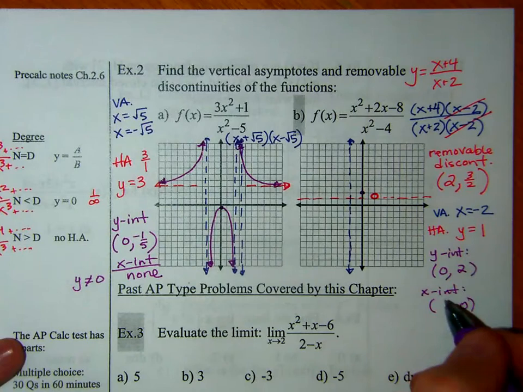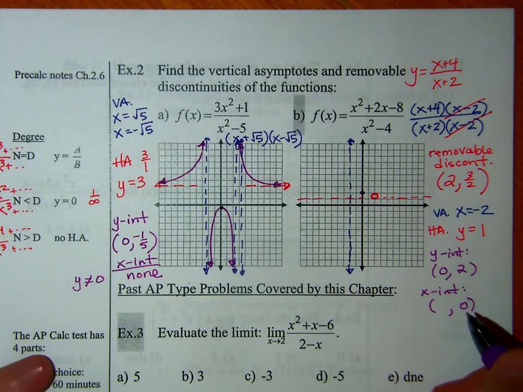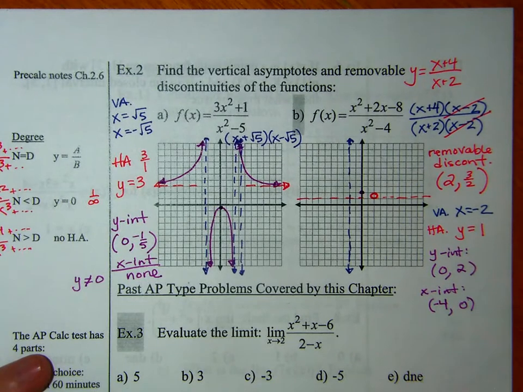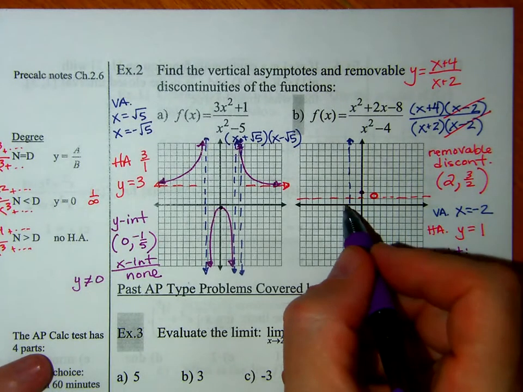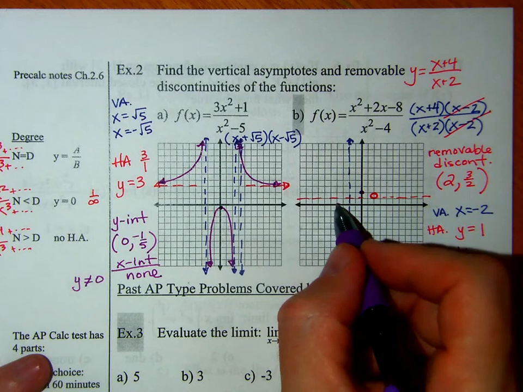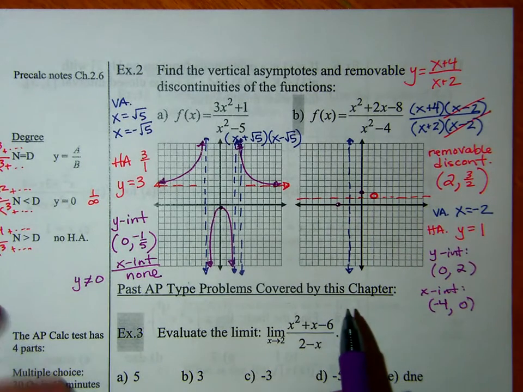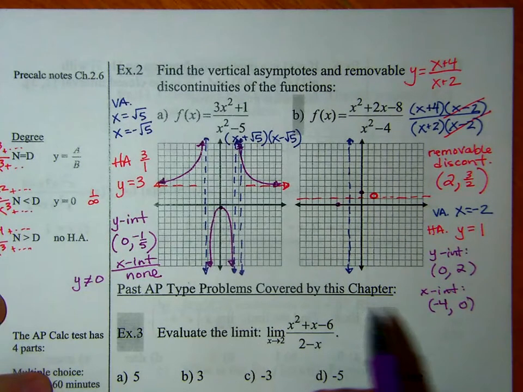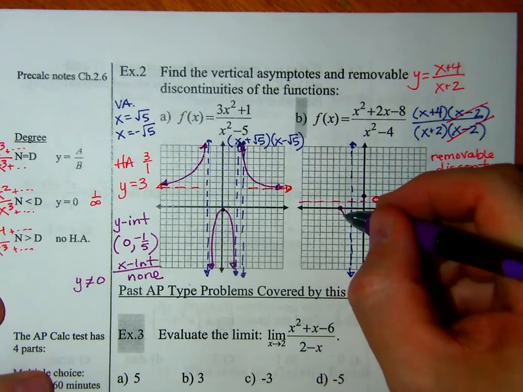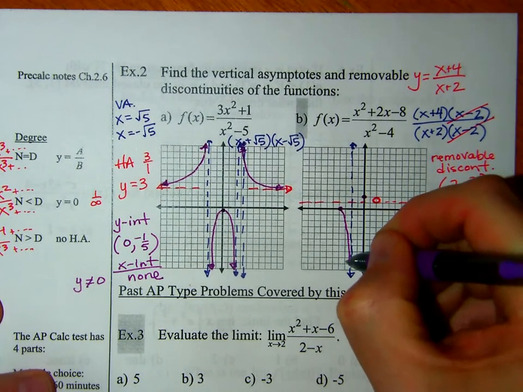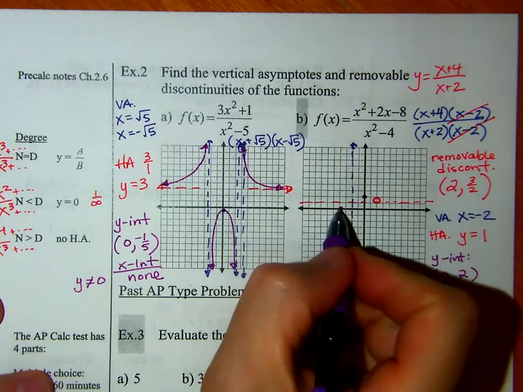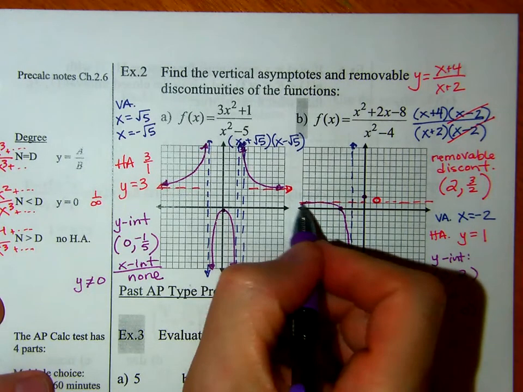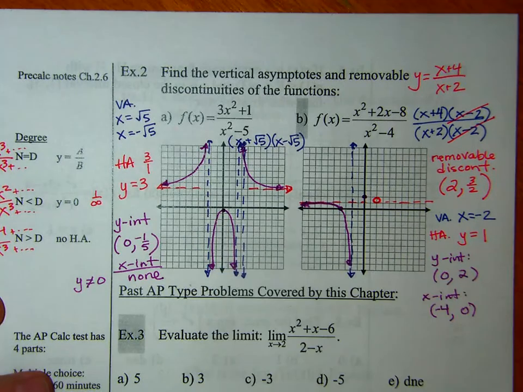So that happens when x equals negative 4. So negative 4, 0 is right there. And that's the only x-intercept. So that means that this is going to have to approach that way. And then it's going to curve up here. That was a little too close. It's not really supposed to touch that line. It's just supposed to get close to it. And, okay.